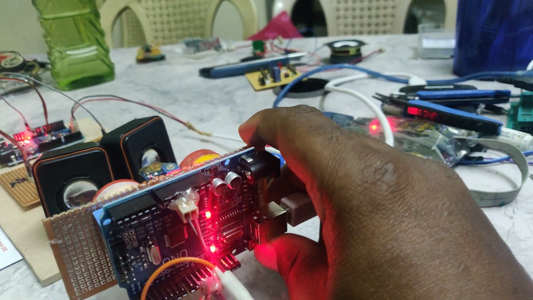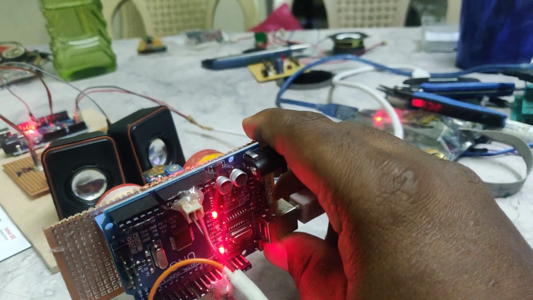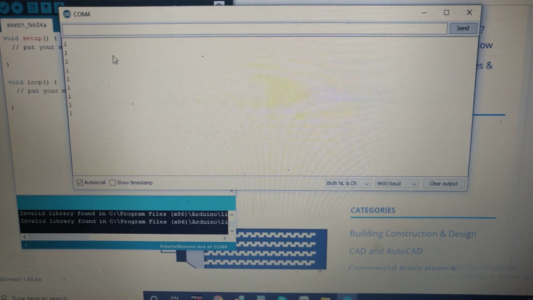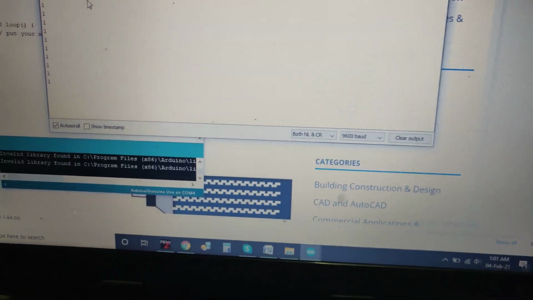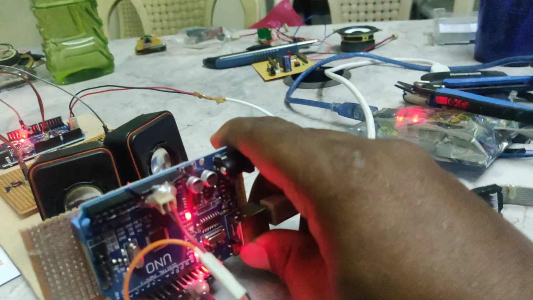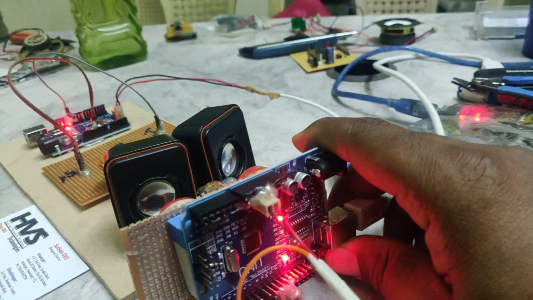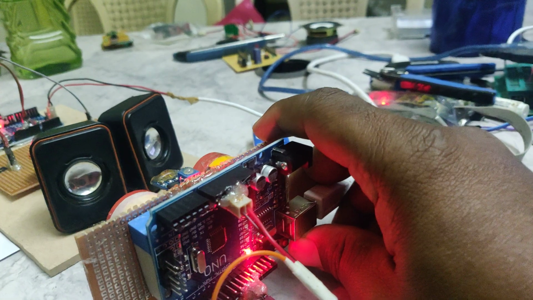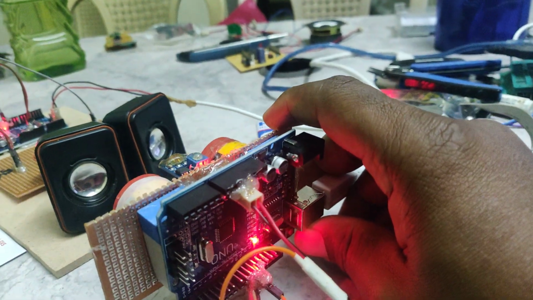Actually it is line of sight as infra sound, so it's very sensitive. Yeah, you can see the one is being received in the serial monitor; now it's continuously receiving the one, and it will be observed on the Arduino UNO, right? Actually it will work for at least 1 foot of distance.